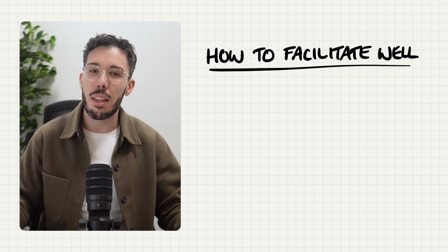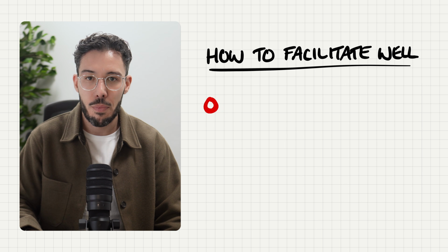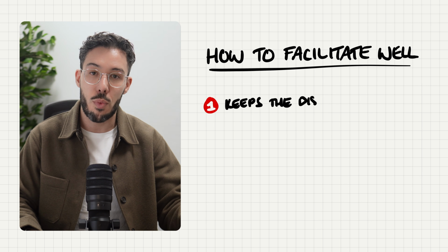So when the discussion does start, good communicators, they take charge and they guide the conversation. Now, this doesn't mean that you do all the talking. It means that you enable others to achieve the outcome or the goal that you set. Now, there are 3 main things that good facilitators manage. 1 is they keep the discussion relevant.